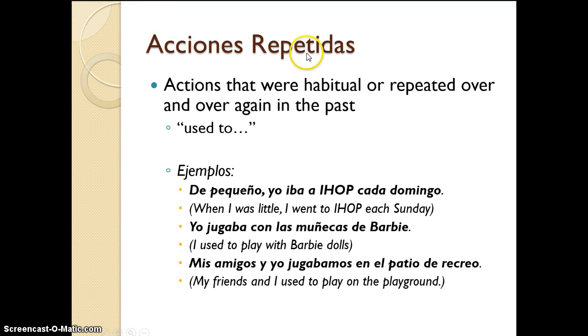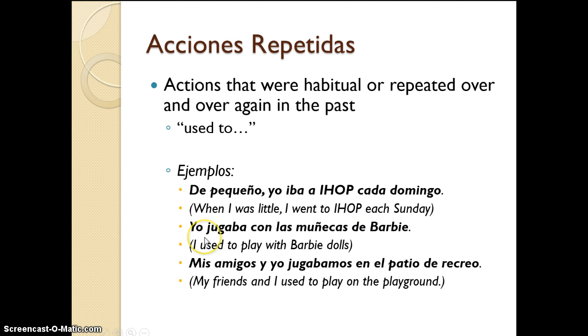So the first one is repeated actions. Any action that was habitual or repeated over and over again. So for example, if you're telling someone about yourself in the past and any time you use used to, you would definitely use the imperfect tense. Here are some examples. De pequeño yo iba a IHOP cada domingo. When I was little, I went to IHOP each Sunday. Because I'm telling you I went every single Sunday, there's no way we could figure out exactly how many times we went. It was a habitual action. So that's why I used the imperfect.